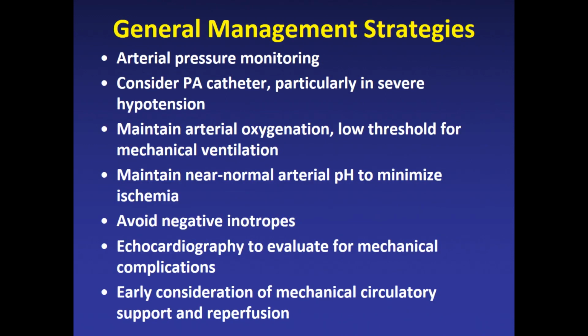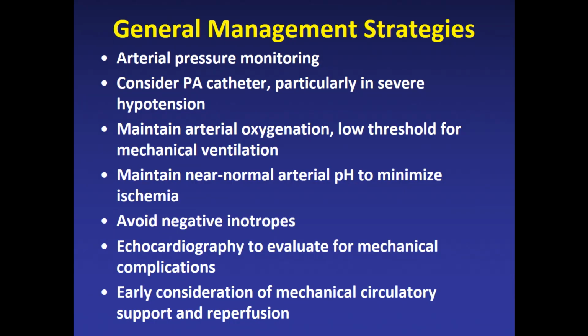The general management strategies independent of etiology for patients with cardiogenic shock are listed on the following slide. First, arterial pressure monitoring is important since perfusion is largely a function of mean arterial pressure. As mentioned, since selection of medical therapy may vary based on hemodynamics, pulmonary artery catheterization, particularly in patients with severe hypotension, may help to optimally manage medical therapy and define the subset of patients who are most in urgent need of mechanical circulatory support. Maintenance of oxygen saturation with intubation and ventilation as appropriate is important since hypoxemia may exacerbate myocardial ischemia.